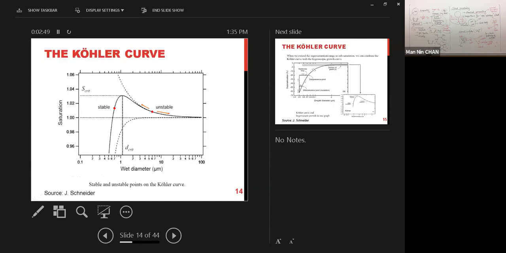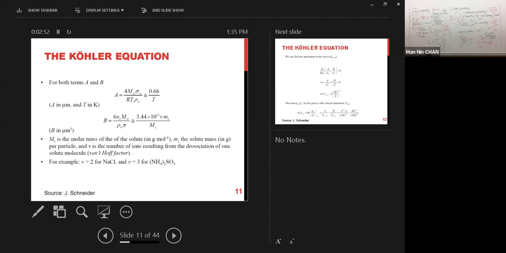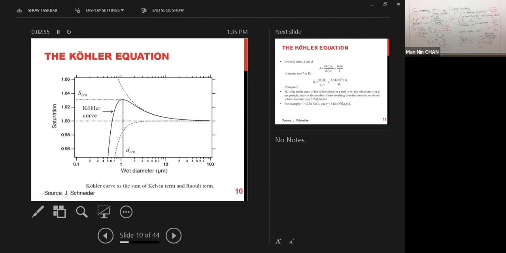To understand the Kohler curve, you should have the idea of what we call the critical supersaturation. For different particle sizes, you will have a different critical supersaturation. So you need to reach this point so that your aerosol can activate to form a cloud droplet. And for a given critical supersaturation, you have the corresponding critical diameter. So if your size is above this critical diameter, it can activate at this critical supersaturation. This is how we use the activation diameter to determine the CCN.